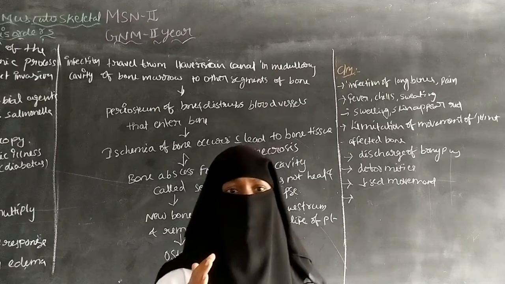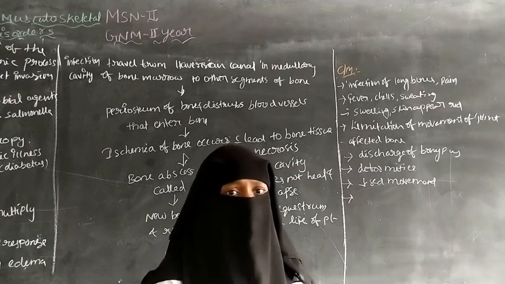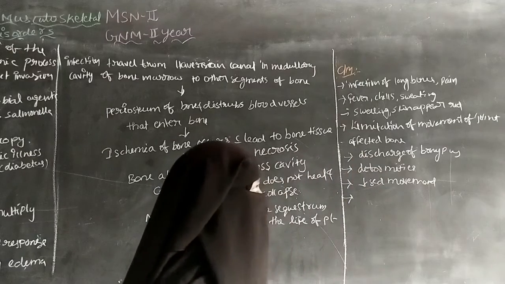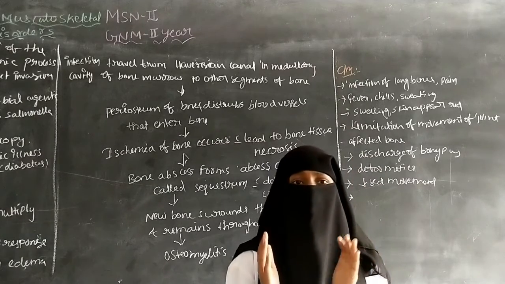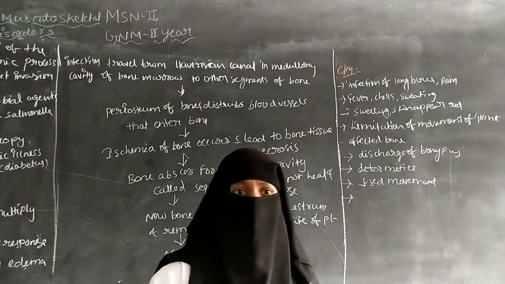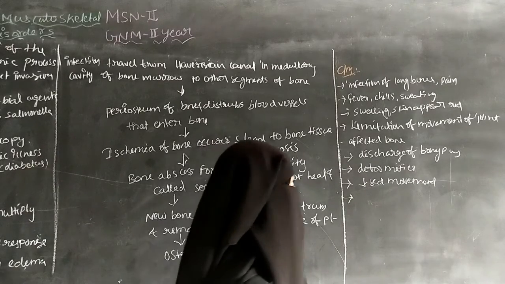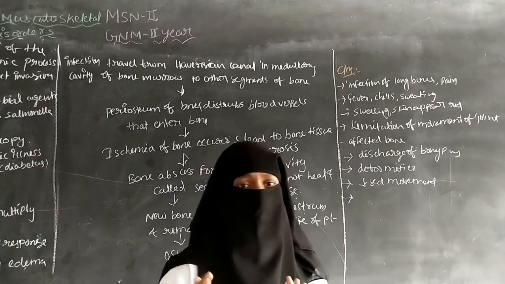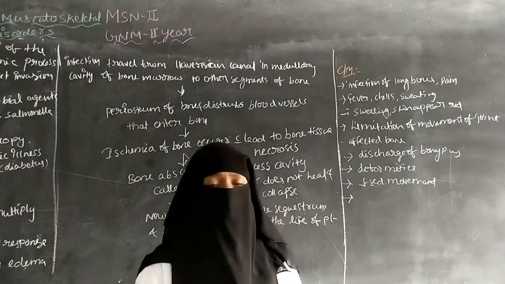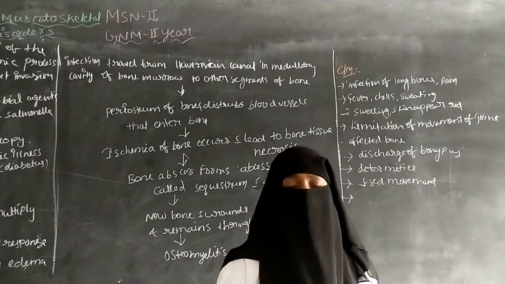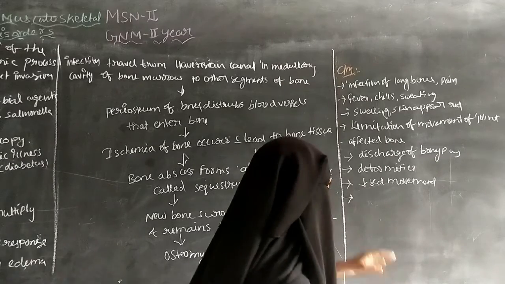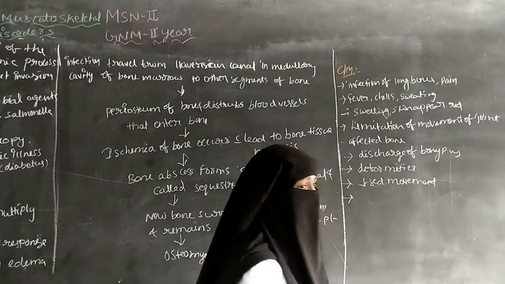There is inflammation at the infected area and there is limitation of movement of the joint of the affected bone. The patient is not able to move the affected joint. So there is limitation of movement of the joint of the affected bone. There is discharge of bony pus. Pus can be discharged from the bones, and there is deformity.